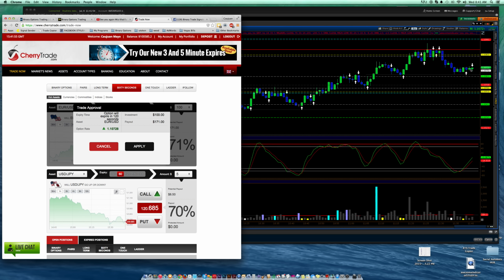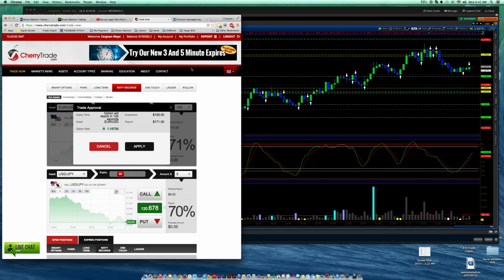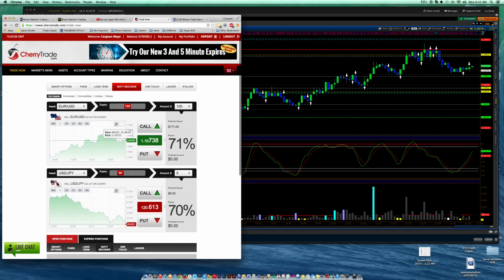So we're just patiently waiting for price to come down and touch our support line. As soon as it touches our support line, we're going to go in for a 2 minute call. I'm already set up over here. I'll set up on it again so you can see. So we're in the Euro USD, taking a 2 minute call. Right now, you see the price is going up.